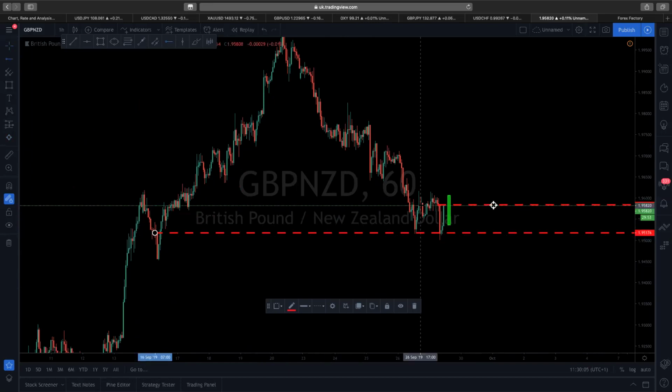So you can see how price came here, mitigated out of their sell position, and now they are going up again. All right. So they place these stops every time.